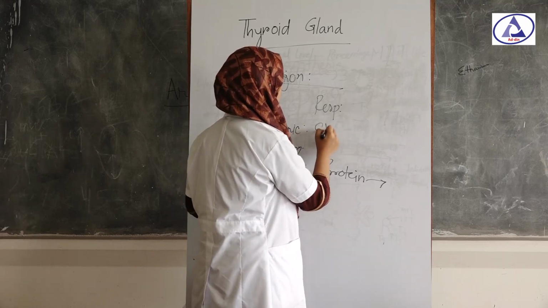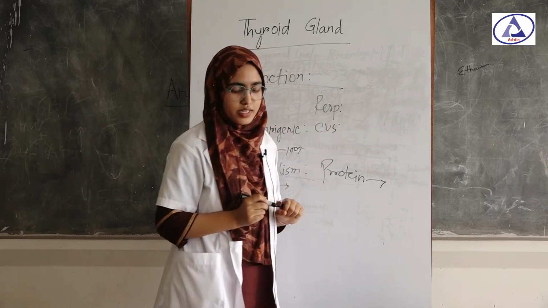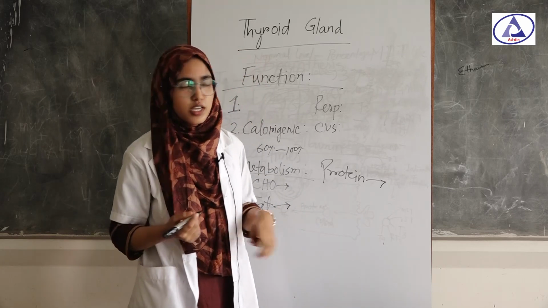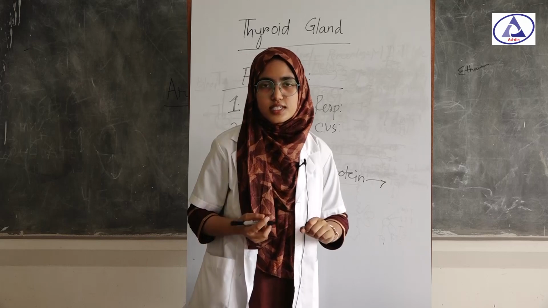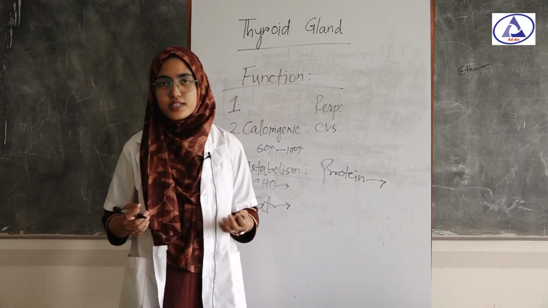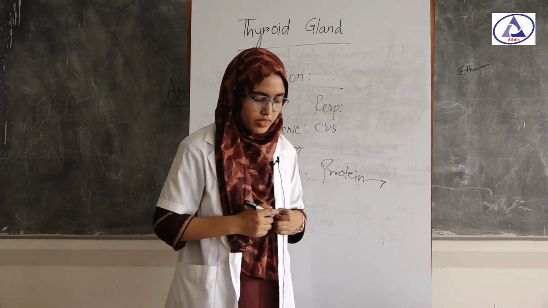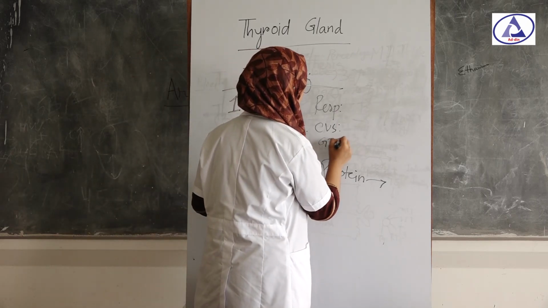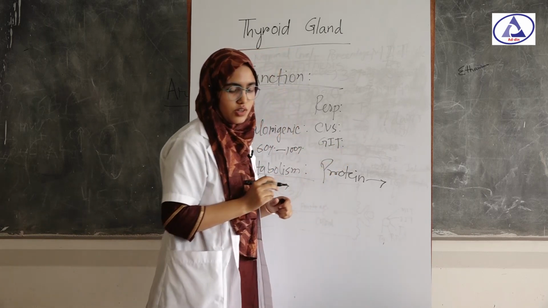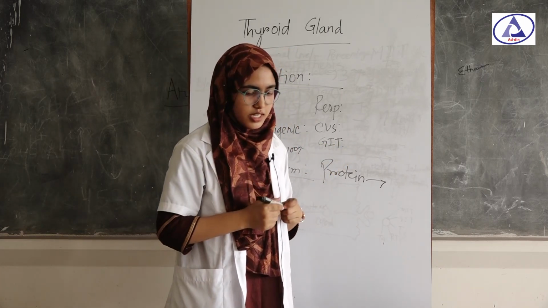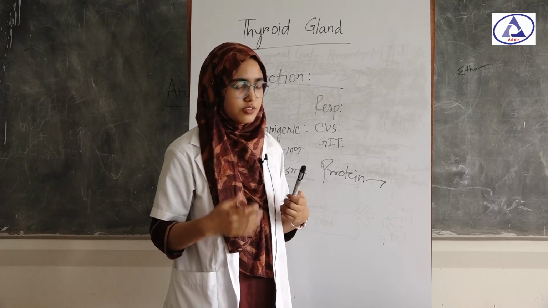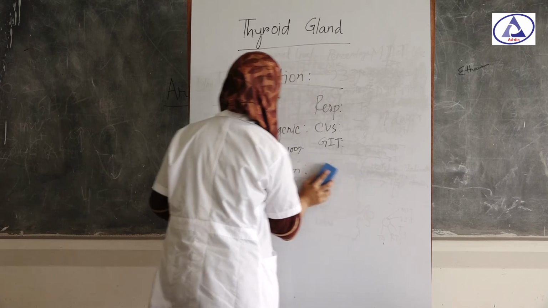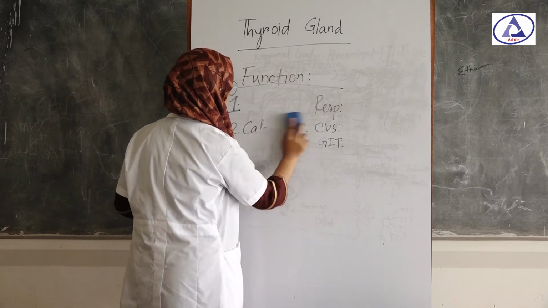And on the cardiovascular system, thyroid hormone increases the cardiac output, heart rate, force of contraction and blood pressure. It increases the systolic and diastolic pressure and widens the pulse pressure. And on GIT, it increases the motility of GIT and increases secretion of gastric and digestive juice.